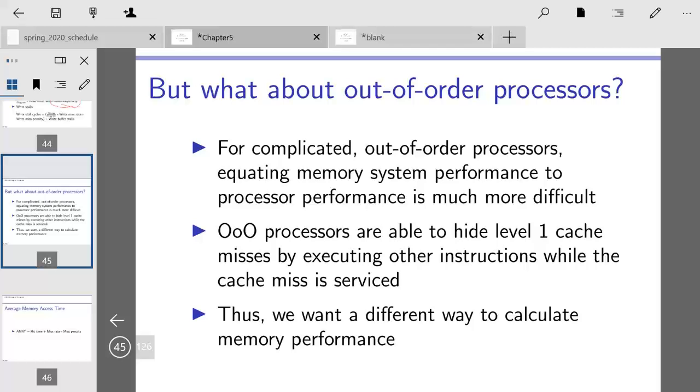Really we can only use these simple equations for in-order processors, and they're mainly used for pedagogical purposes, just to give you an idea of how memory stalls can affect performance of a processor. But once we go out of order, really the only way to determine the effects on performance of our memory hierarchy is to simulate, and we simulate benchmarks, of course.